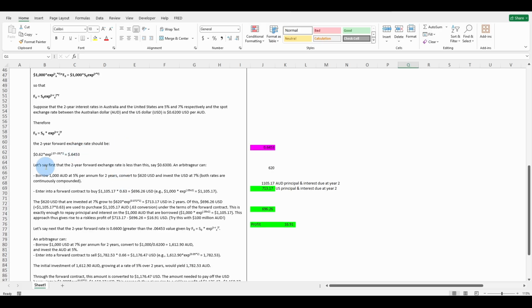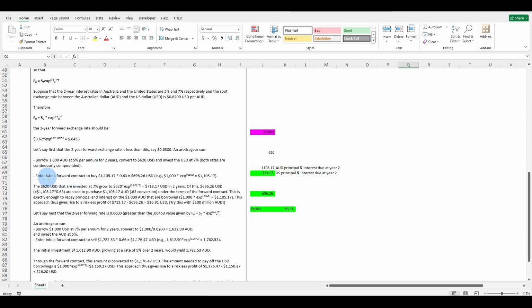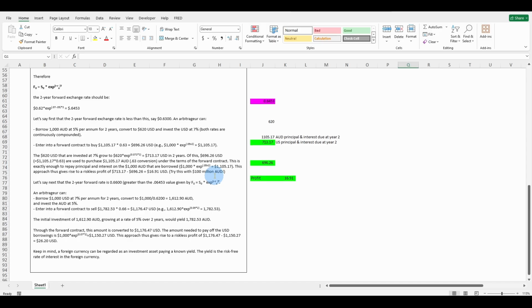0.6453. Let's say first that the 2-year forward exchange rate is less than this, say 0.63. An arbitrager can borrow 1,000 Australian dollars at 5% per annum for 2 years, convert to 620 US dollars, and invest in the US at 7%. Both rates are continuously compounded. Enter into a forward contract to buy 1,105.17 times 0.63 equals 696.26 US dollars, where 1,000 times e^(0.05 × 2) equals 1,105.17.